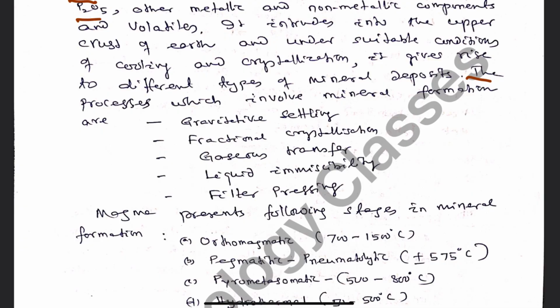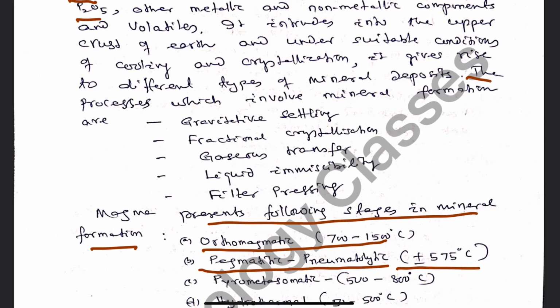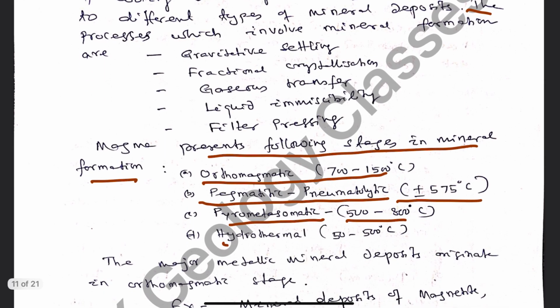Magma presents the following stages of mineral formation. What are they? These are the orthomagmatic stage at high temperature from 700 degrees centigrade to 1500 degrees centigrade, which is the early stage of magmatic cooling. Then the pegmatitic and pneumatolytic phase, which is above 575 degrees centigrade. Then pyrometasomatism between 500 to 800 degrees centigrade, and hydrothermal mineral deposits at temperatures below 550 degrees centigrade or 500 degrees centigrade.